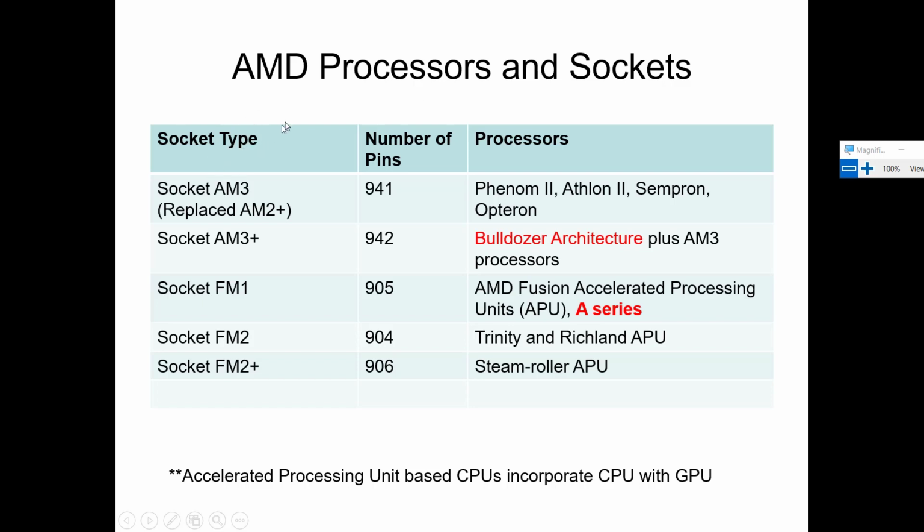So there's the AMD processors and sockets, socket type. They just have different names, obviously. Number of pins: 941, 942, 905, 904, 906. They still have pins there, while the latest Intel processors are pinless, and I've shown you that diagram. We have the pin processors there, which you already saw. But AMD, they all have pins. I'm sure they would have the latest model as pinless. But it's just showing how many pins there are. And they just call it Phenom 2, Athlon 2, Sempron, Opteron, and Megatron, right?